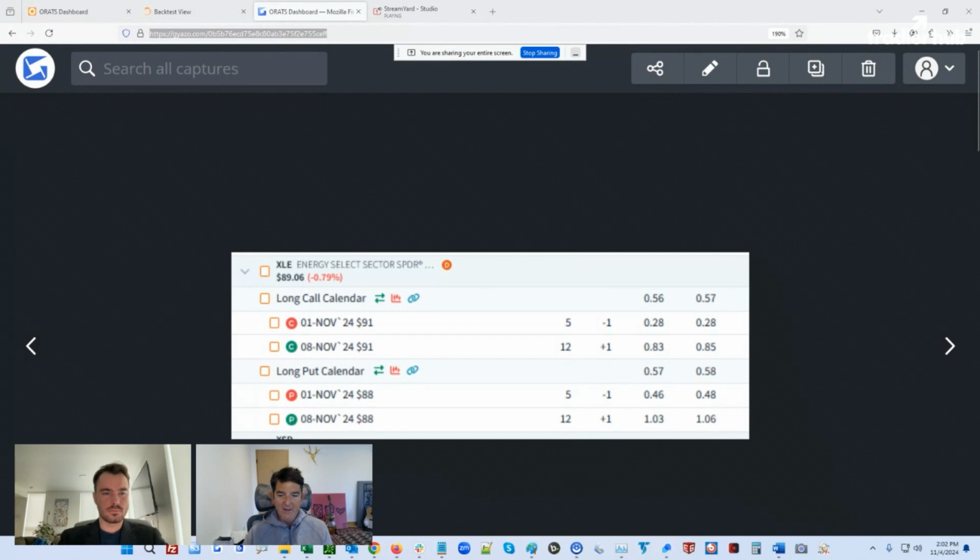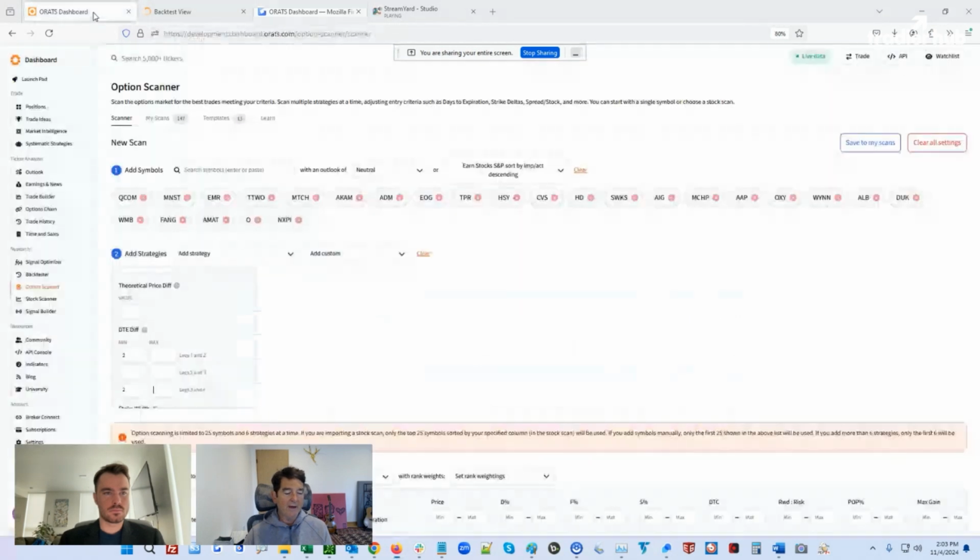So, for example, we had 28 cents and 48 cents. So what is that? 76 cents that we sold, and XLE expired between those. So we had those expire worthless. 76 cents. So let's take a look at where those other legs are now.